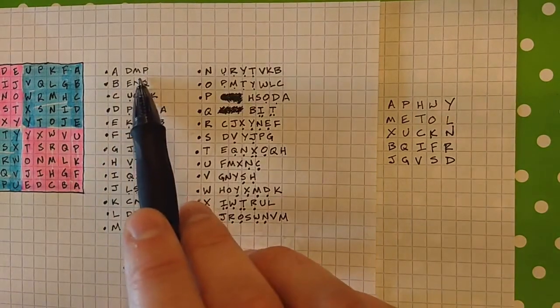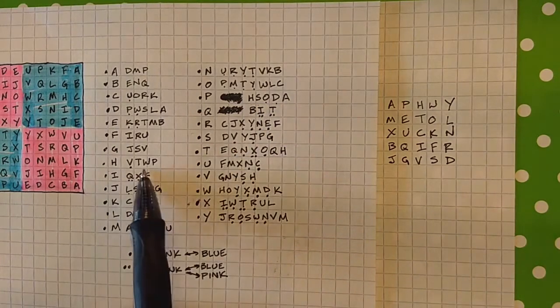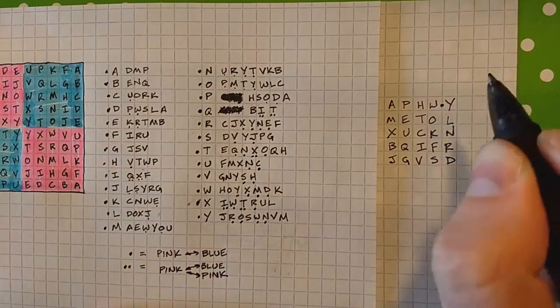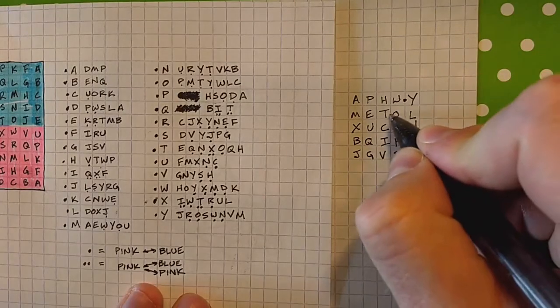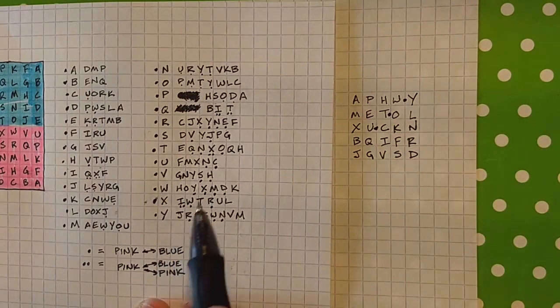We start with A to P, which does not have a dot. P to H does not have a dot. H to W does not have a dot. W to Y does have a dot, so I'll mark that on our path with a dot between W and Y. We also have a dot between T and O and between U and C. Between Q and I we have 2 dots.